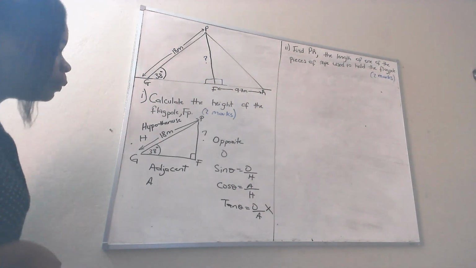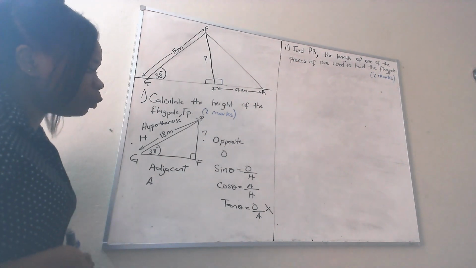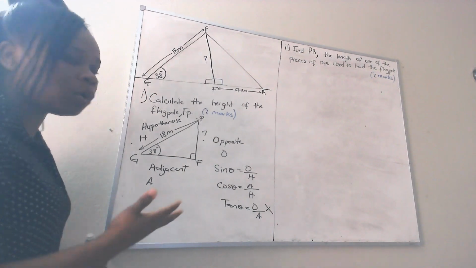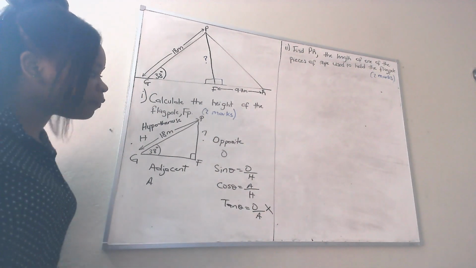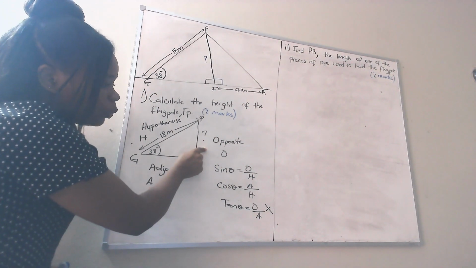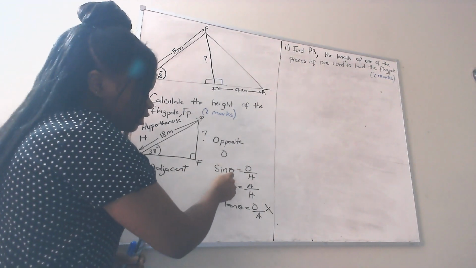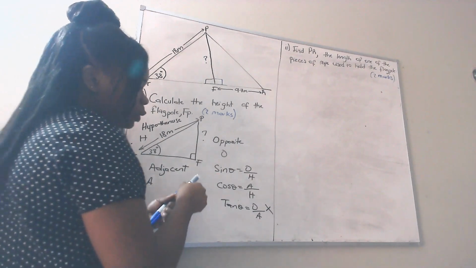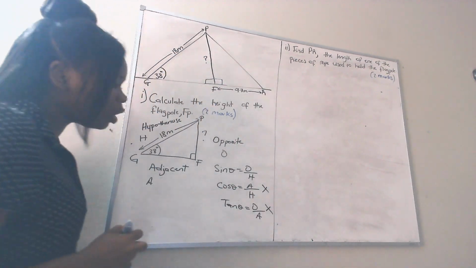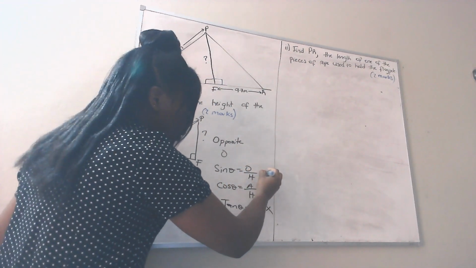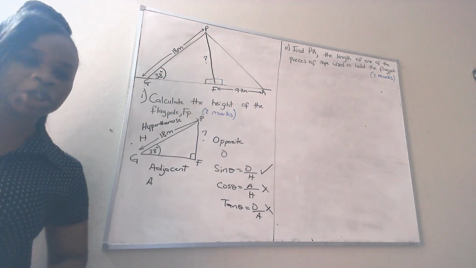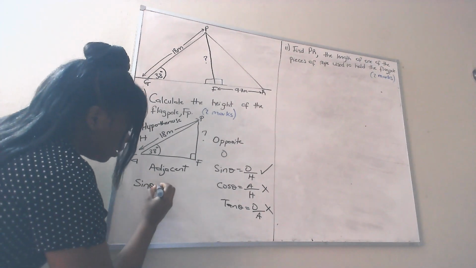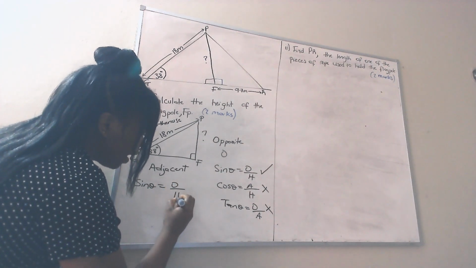The next step: what am I trying to find? I'm trying to find FP. Now, which side is FP? FP is opposite. You notice that only sine theta has both opposite and hypotenuse. So guess what? We need to rule out cos theta, and we're going to use sine theta as our trig ratio. So sine theta is equal to opposite over hypotenuse.